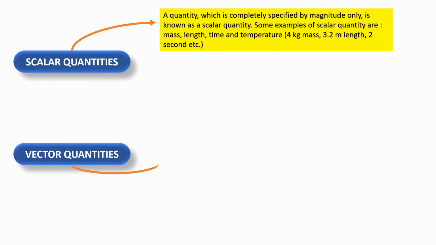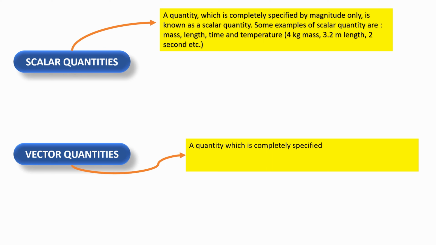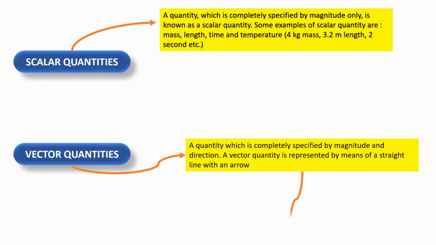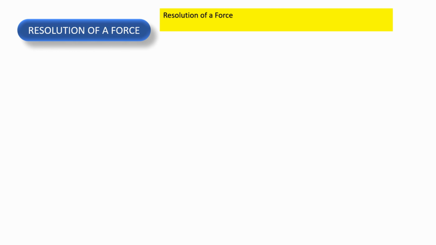A quantity which is completely specified by magnitude and direction is called a vector quantity. A vector quantity is represented by means of a straight line with an arrow. Resolution of a force is finding the components of the given force in two given directions.